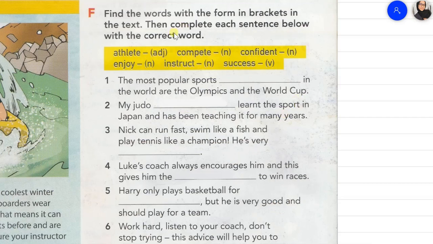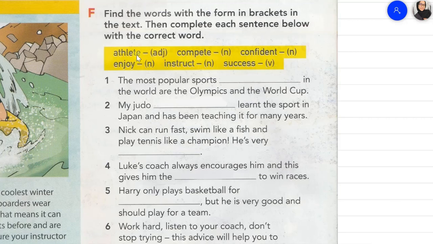Okay, now let's do the last task, which is task F. Find the words with the form in brackets in the text. Then complete each sentence below with the correct word. So basically, you have to change these words into the form in the bracket. So let's do this together, right? ADJ is adjective, N is noun, V is verb.